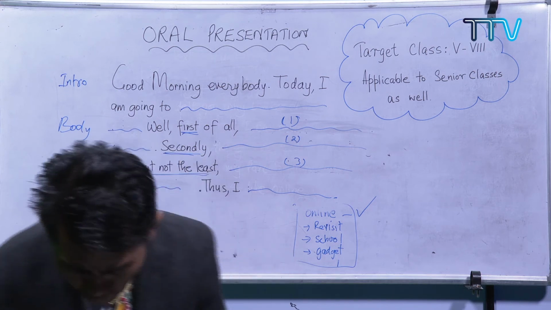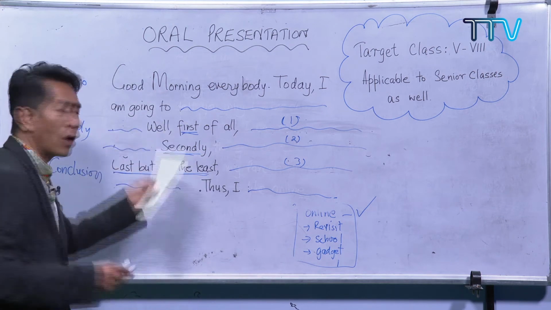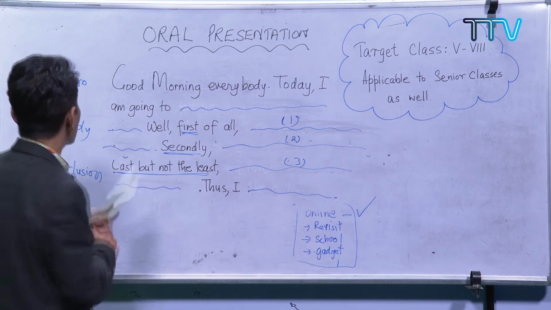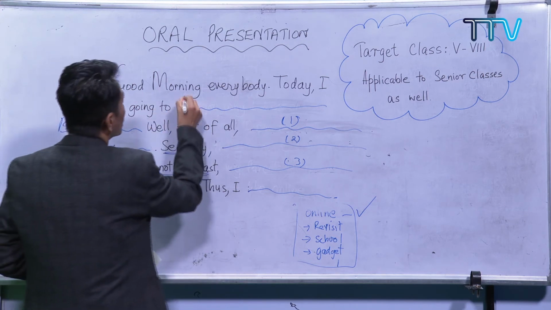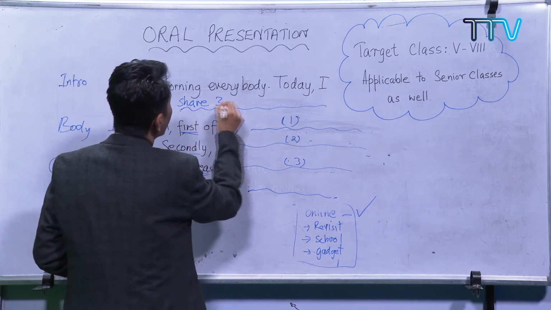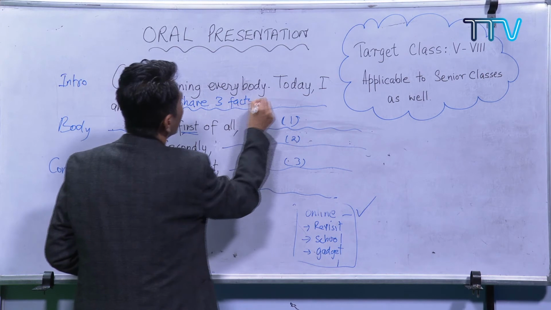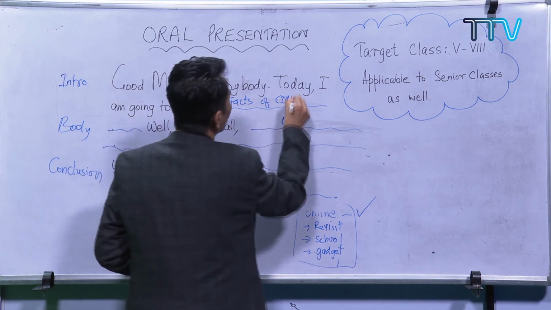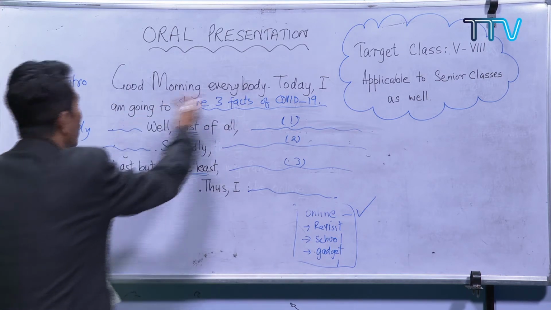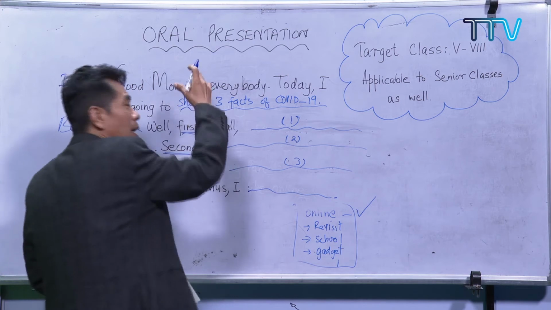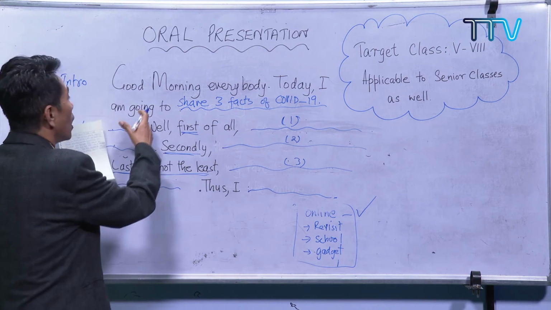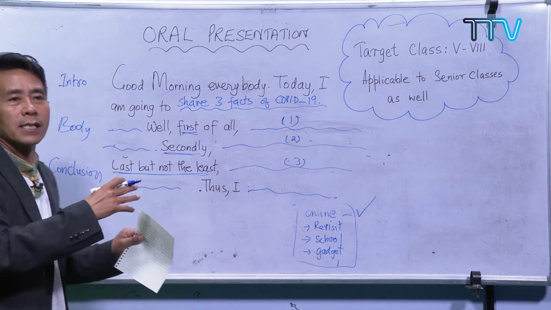For example, good morning all, or good morning everybody. Today I'm going to share 3 facts. Instead of tell, I'm going to say today I'm going to share 3 facts of COVID-19. Now you can come up with topics like this. Good morning all. Today I'm going to share 3 main facts about the place where I am staying. I'm going to tell you 3 important secrets of my best friend.